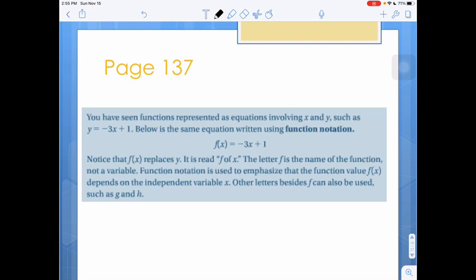It is read "f of x." The letter f is the name of the function, not a variable. The function notation is used to emphasize that a function value f of x depends on the independent variable x. Other letters besides f can be used, such as g and h.